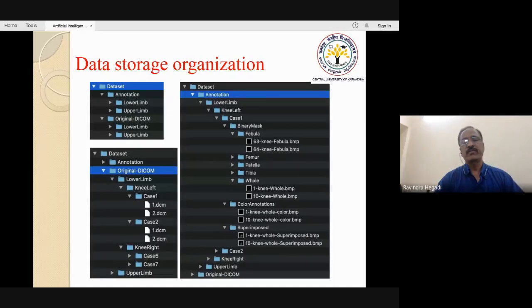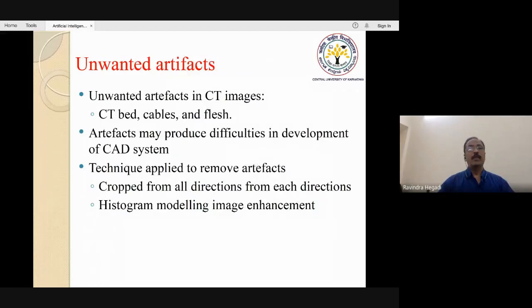A very good collection of data we have, and on this database itself, we have communicated one article to IEEE Imaging. You must all be aware, it's a very reputed journal. So we have created a very systematic structure of the cases, based on the cases and based on the parts, and we have stored this data.